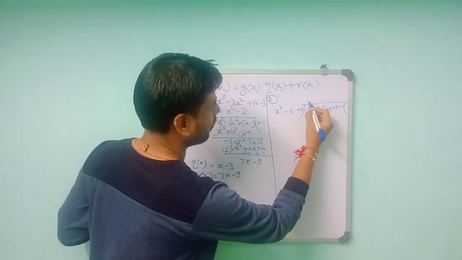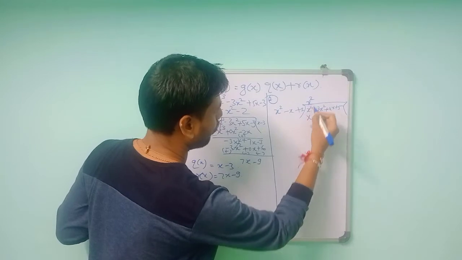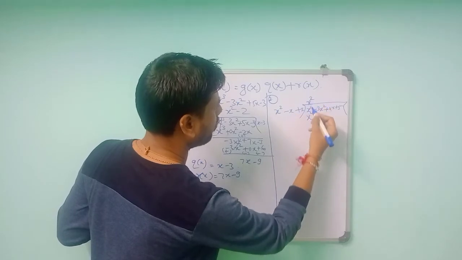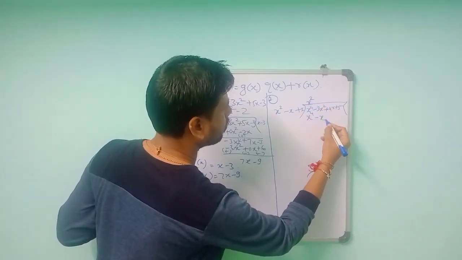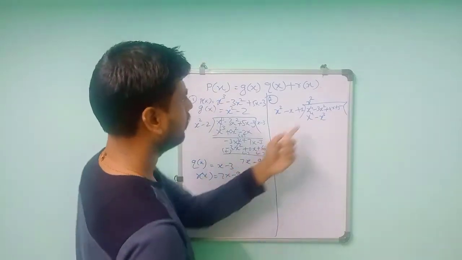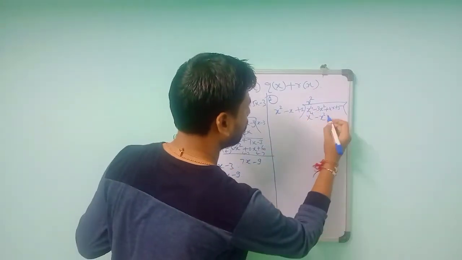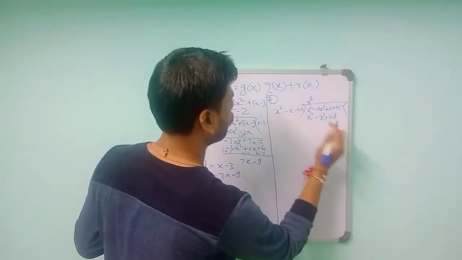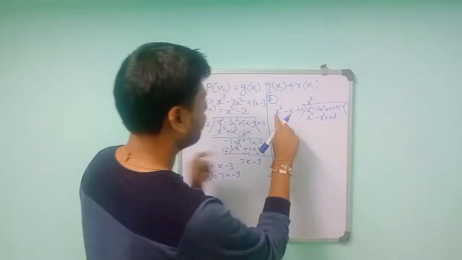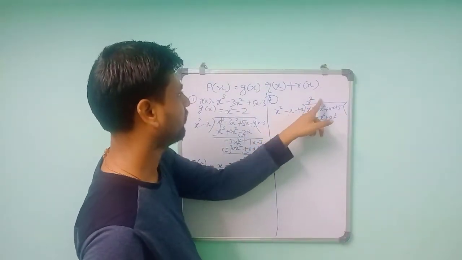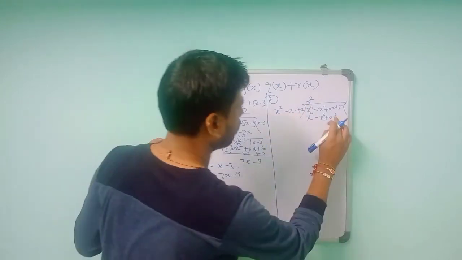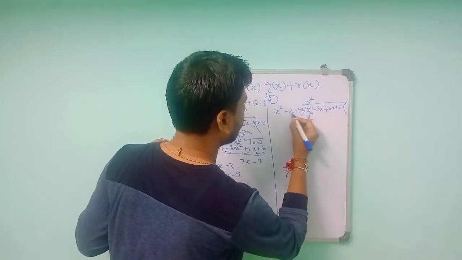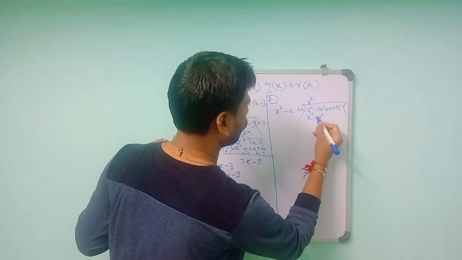X square is there, so to make x raised to 4 you have to multiply by x square. So it will become x raised to 4. Then minus x into x square is minus x cube. Here x square value is not present, so you have to make plus 0x square, then plus 1 into x square, so it will become plus x square. 1 into x square is x square.